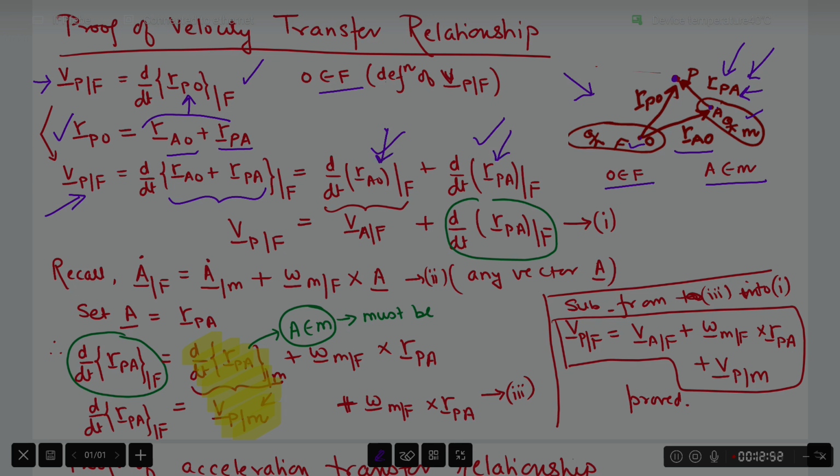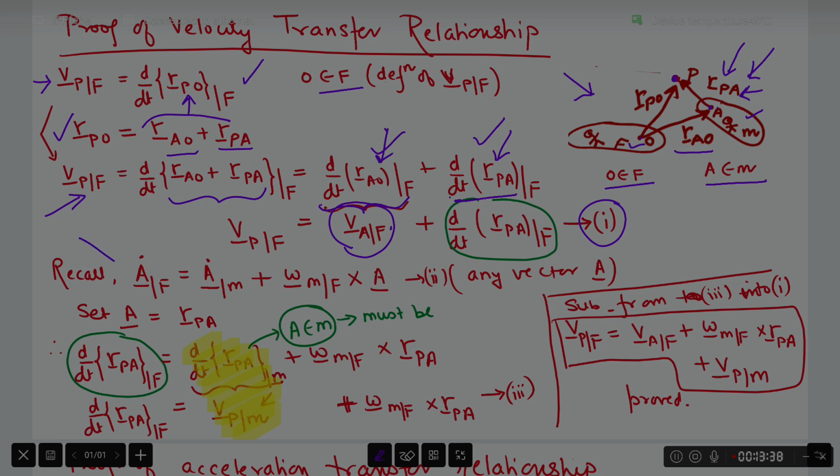When we observe the first term, we find that d dt of RAF is nothing but VAF, the velocity of point A with respect to F. Point A is fixed to M, nonetheless it will have some velocity with respect to F, and that's what this term is. The second term involves the time derivative of RPA with respect to F. We want to process this second term further. I call this equation 1 and I keep it in reserve for the time being.